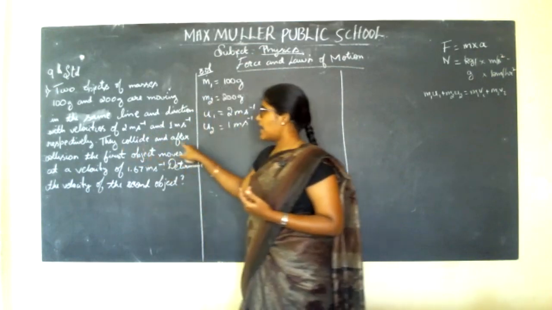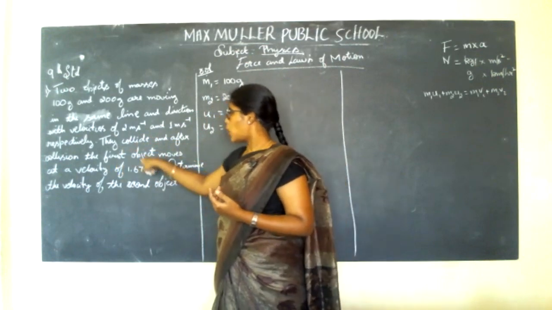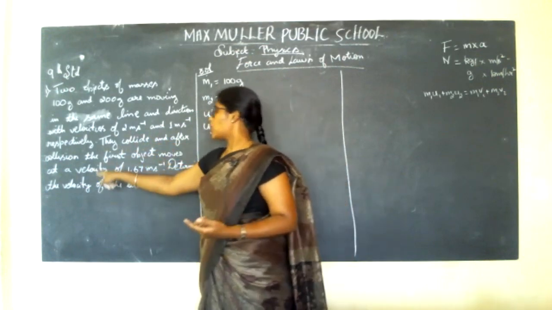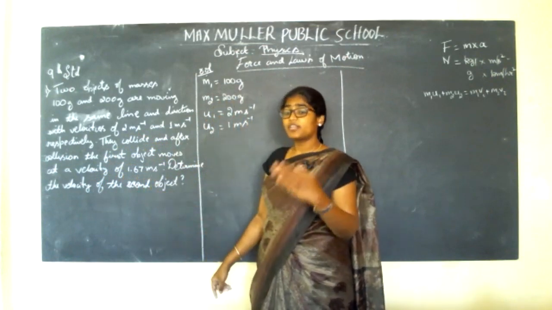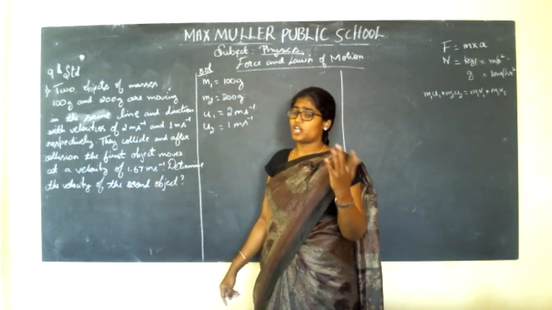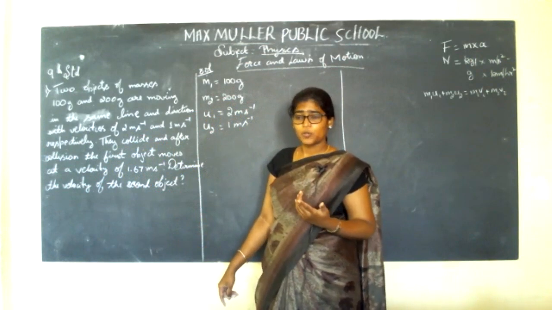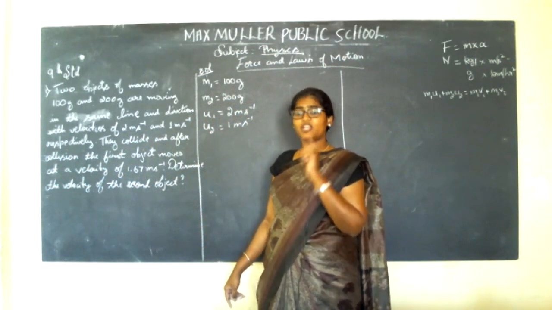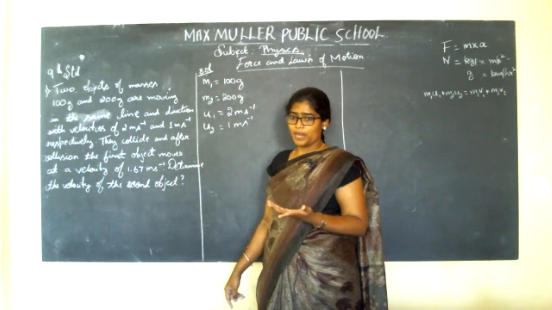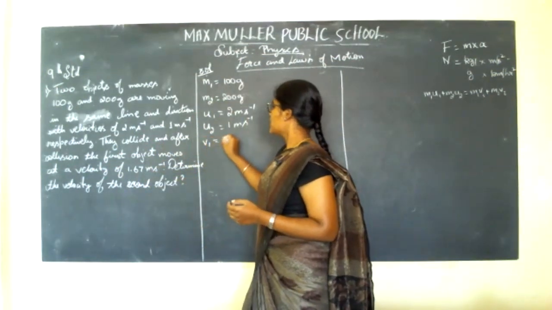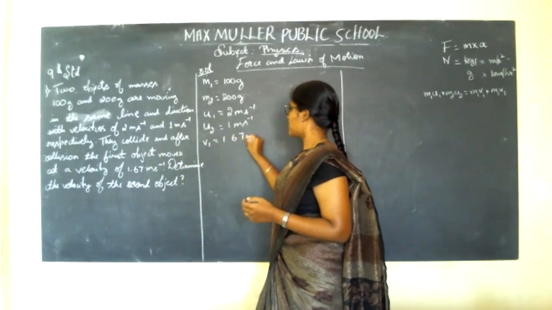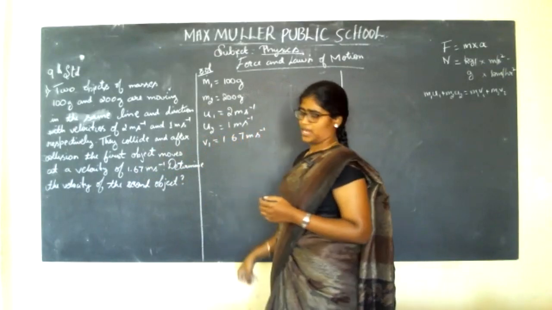They collide and after collision the first object moves at a velocity of 1.67 meter per second. After collision, remember the derivation. After the collision, what was the velocity you named it? It is v1, and before it was u1. Correct. Final velocity you named it v, right? Like that only here. v1 is how much? v1 is 1.67 meter per second.